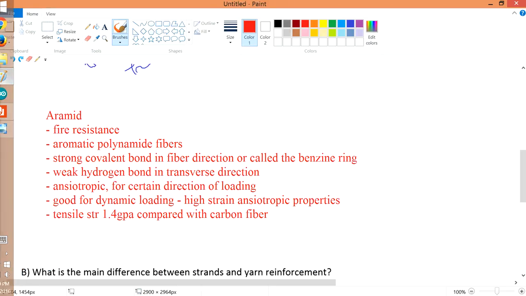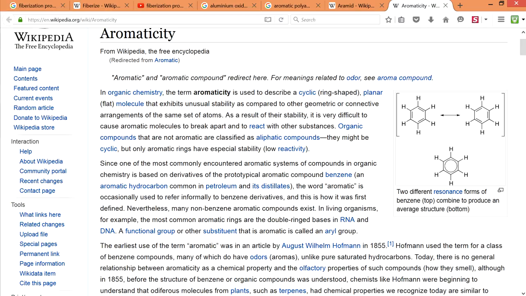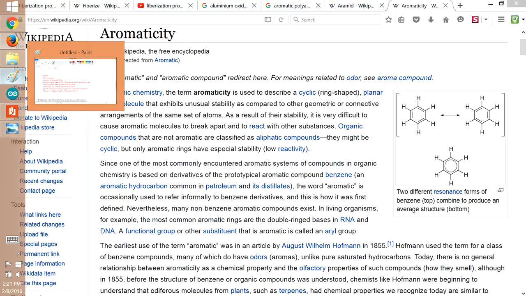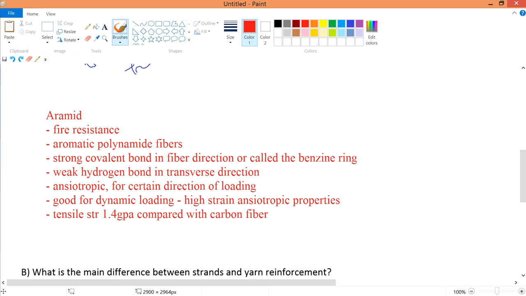Just now as I said, there is a word called aromatic polyamide. Aromatic itself is unusually stable. Because of its stability, it's very difficult to cause aromatic molecules to break apart. So it's a very strong bond, and it is hard for it to react with other substances. Therefore in this case, Kevlar will be strong, while it also can prevent any chemical reactions with other stuff. So it's a very good material, Kevlar aramid.